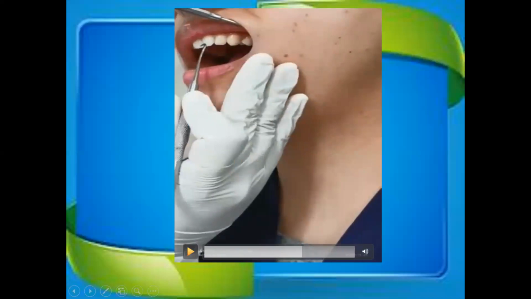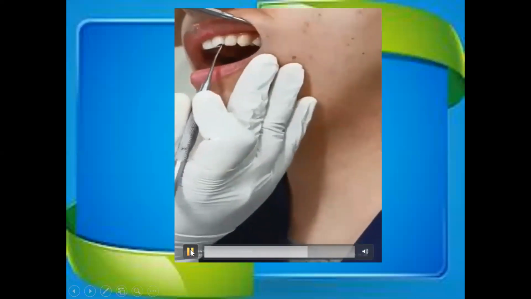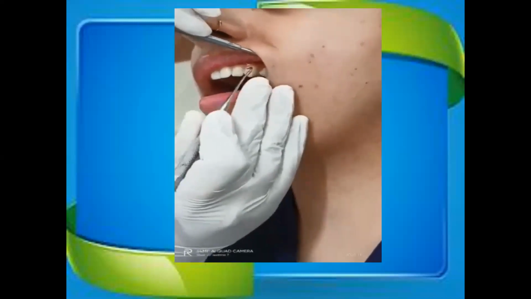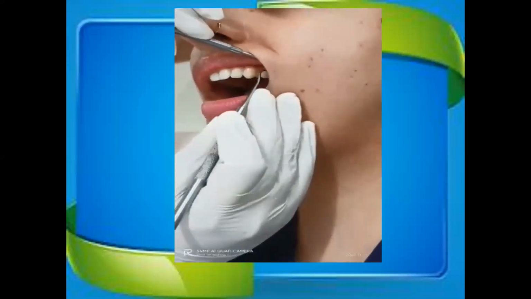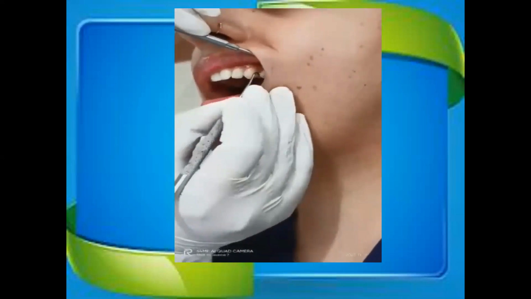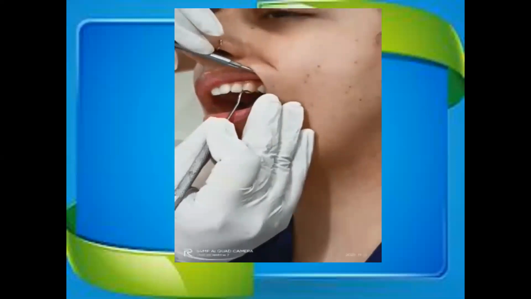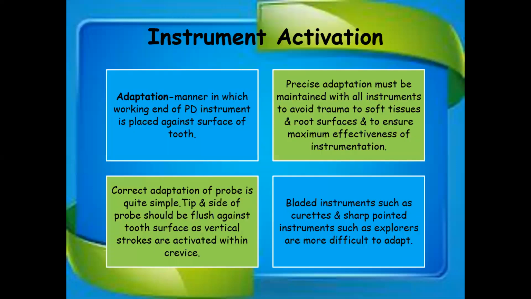See, in palm down, we will establish the finger rest by resting the front surface of the middle and fourth finger on the skin overlying the lateral aspect of the mandible on the left side of the face. So coming on to the instrument activation. What is adaptation?